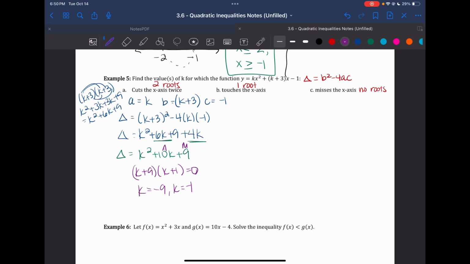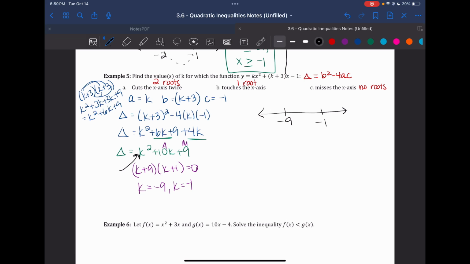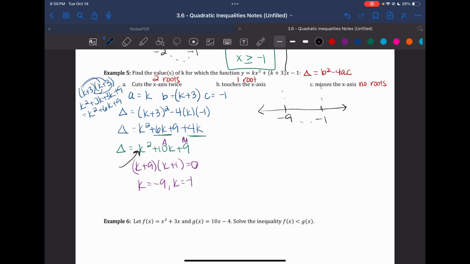So great, we found what k is, but we need to know how we have 2 roots, 1 root, or no roots. Those are the values of k that are possible, right? So all you need to do is put a number line with k on it: -9, -1. And if we go back to the discriminant, the a value in here was 1, so we know this is concave up as well. Since it's concave up, it is a plus on the outsides and a minus on the inside.